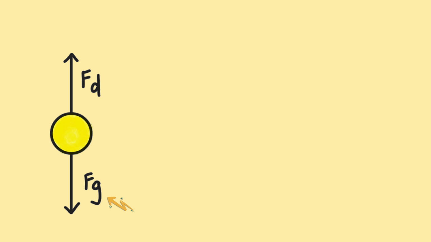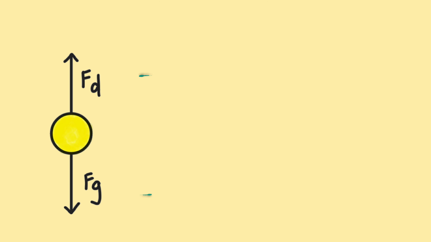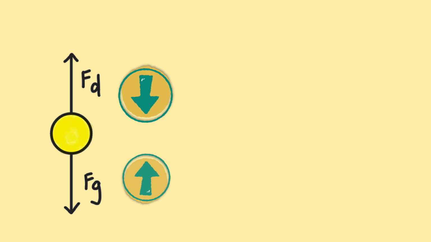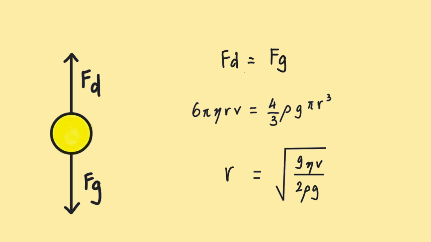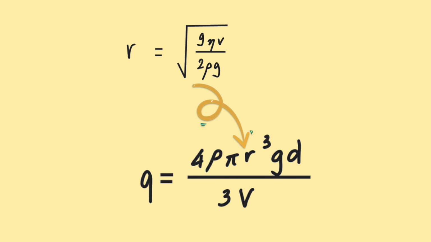At the terminal velocity, the weight is balanced by the viscous air resistance, or drag force. Drag force is given by Stokes' law. Fd equals 6πηrv, where η is the viscosity of the air, and v is the velocity of the droplet. And because the forces balance each other out, we have Fd equals Fg. Make r the subject, substitute r back into this equation, and we then can determine the charge of a single droplet.